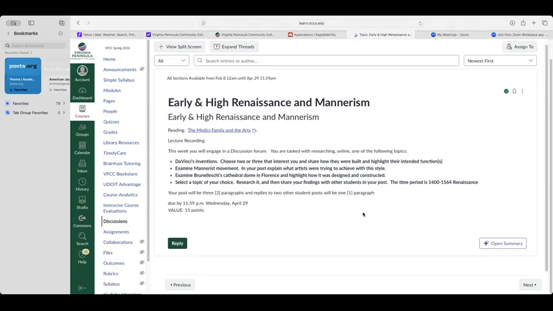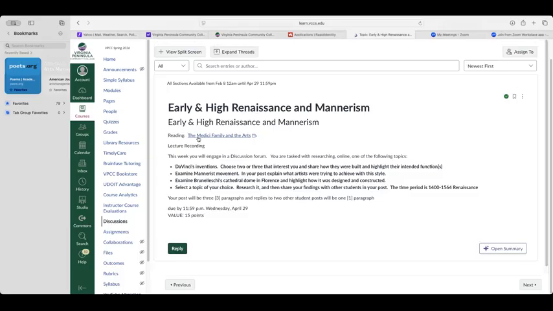It is a discussion board. You have a reading for you, called The Medici Family and the Arts. I'll have the lecture recording for you later. Your options are Da Vinci's inventions: choose two or three that interest you and share how they were built, and highlight their intended functions. If you want to include images, that's fine. Or examine the Mannerist movement, and in your post explain what artists are trying to achieve with this style. Your other option is to examine Brunelleschi's cathedral dome in Florence and highlight how it was designed and constructed.